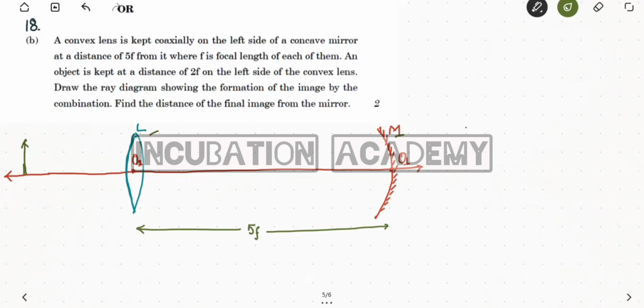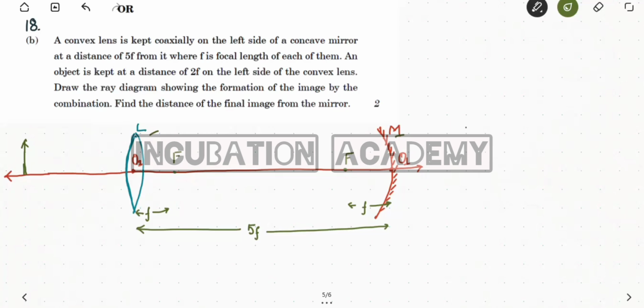So if you think, this is the position of the focus of the concave mirror, that is f. And their focal lengths are the same. But I am showing this to point out that the focal length is positive for the lens but negative for the mirror.